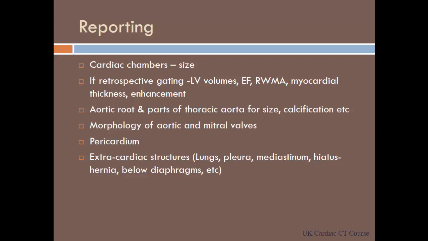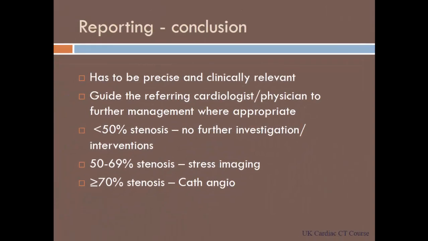And then you describe the non-cardiac structures. So I use one sentence, which is: pericardium and the surrounding lung parenchyma are unremarkable, if it's a normal study. But I make sure I have seen those things as well. Then if you've done retrospective gating, then you can assess the volumes of the ventricle, ejection fraction, any regional wall motion abnormality, etc. So all that goes into the report. So that's how it looks.